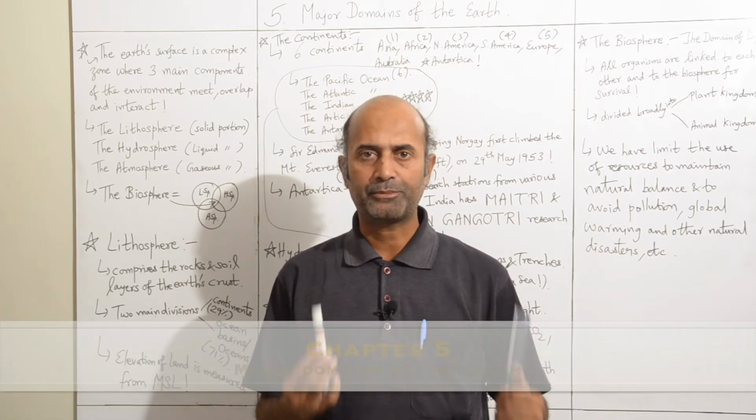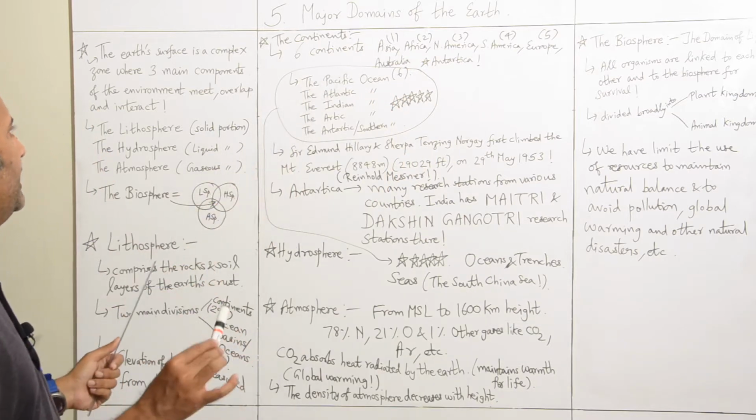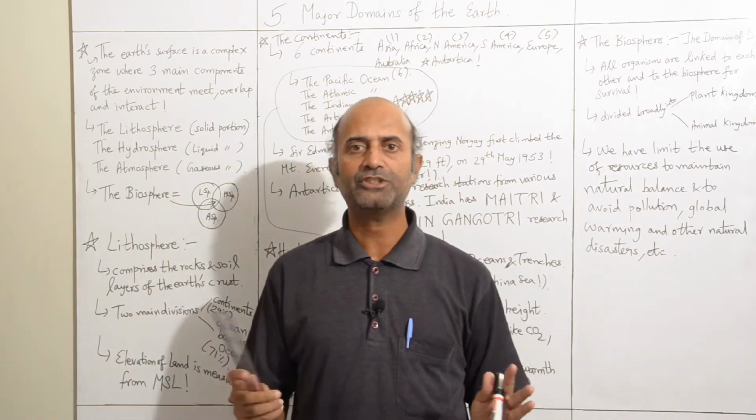Now we'll be studying chapter 5, Major Domains of the Earth. Domain means a large area. Major means something very important, and a large piece of the Earth's surface or a large area.